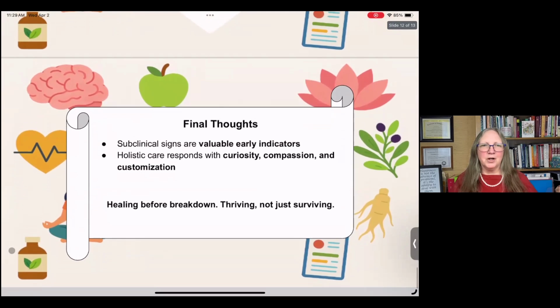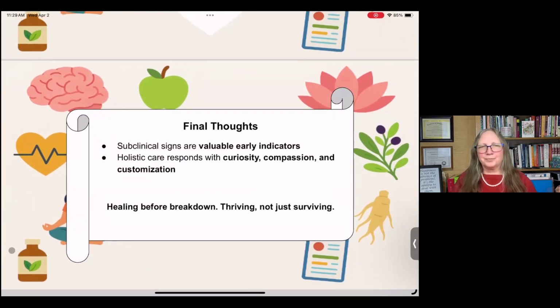So some final thoughts. Subclinical signs are a valuable early indicator. They are an opportunity to jump in and do some trajectory changing. Holistic care responds. I respond with curiosity, with compassion, and customization.